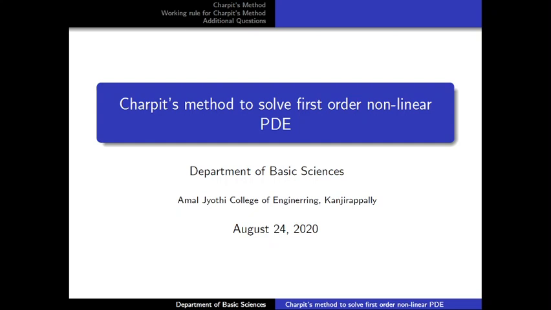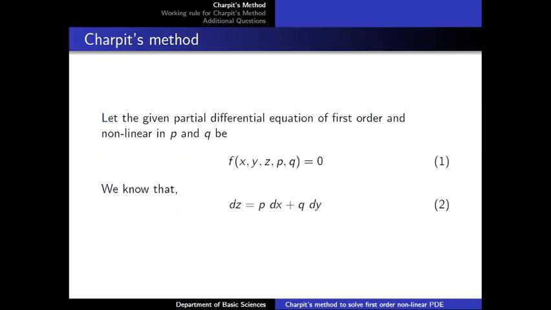In this video, we discuss Charpit's method to solve first-order nonlinear partial differential equations. Let the given partial differential equation of first order and nonlinear in p and q be represented as f of x, y, z, p, q equal to 0. The solution of equation 1 is given by integrating the expression dz equal to p dx plus q dy.